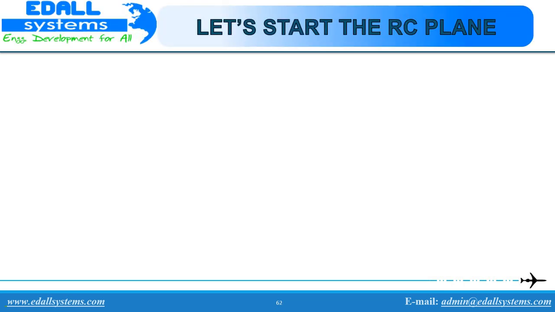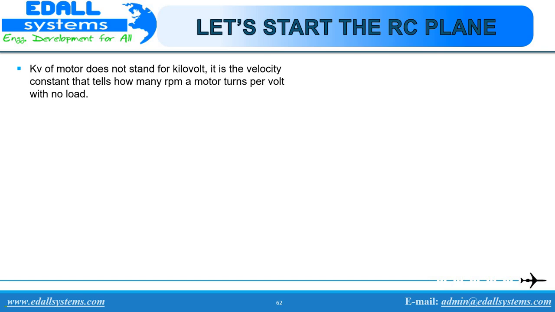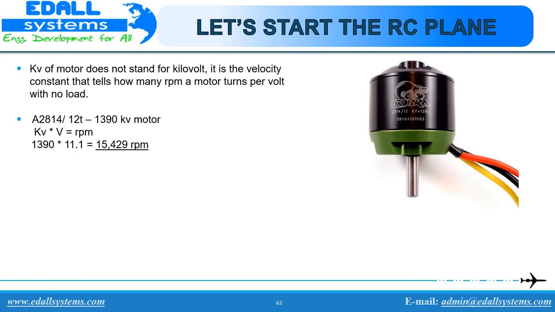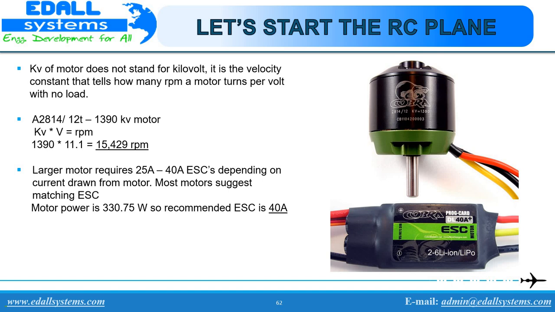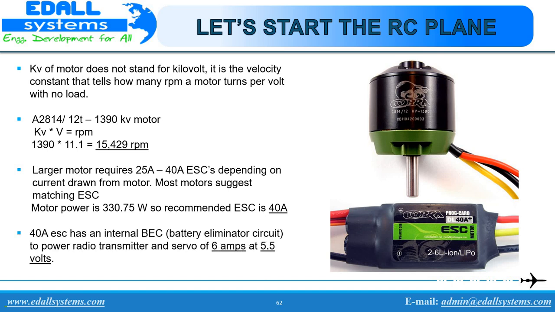Now to find the RPM of the motor, kV plays a role here. kV is not kilovolt, but it refers to the velocity constant that tells how many RPM a motor turns per volt. Hence, we get 15,429 RPM. The ESC controls and regulates the speed of the motor. Every motor suggests a matching ESC, so the recommended ESC is 40 ampere. Here we will not need a separate battery eliminator circuit because a 40 ampere ESC already has an inbuilt BEC.